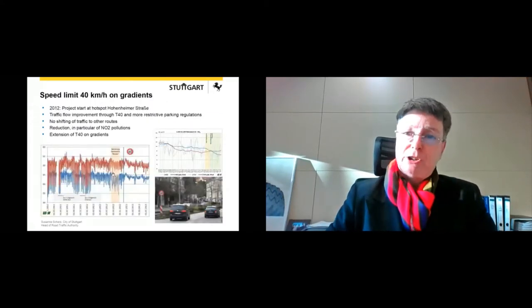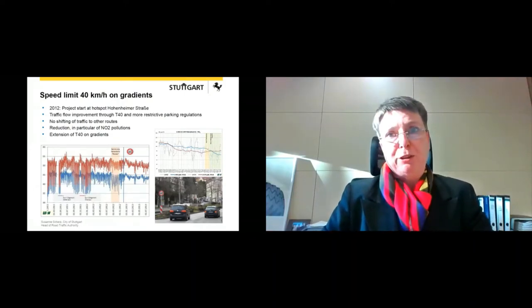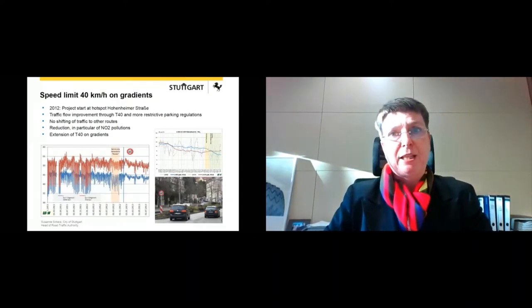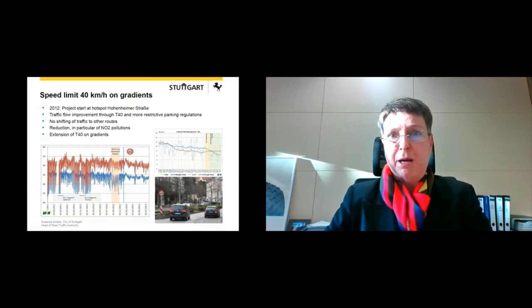So in general, in Germany, on the main road network in urban areas, there's a general speed limit of 50 kilometers per hour. What we did in 2012 was a project at the hotspot Hohenheimer Straße, and we tested what impacts a speed limit of 40 kilometers per hour would have. We had this combination of 40 kilometers per hour and improved parking regulations.